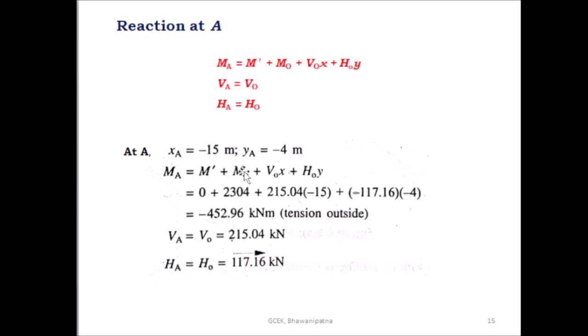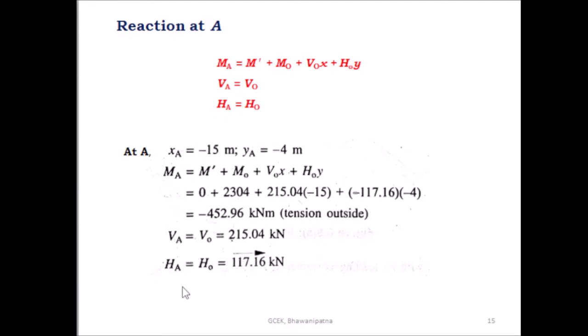M dash is equal to 0, and you know the values of MO, VO and HO, and the x coordinate and y coordinate of A. After putting these, MA is equal to 0 plus 2304 plus 215.04 into the coordinate minus 15 plus minus 117.16 into the y coordinate, which is minus 4. After simplifying this equation, MA is equal to minus 452.96 kilonewton meter. Here you got a negative value of the moment, so the tension is outside the arch.